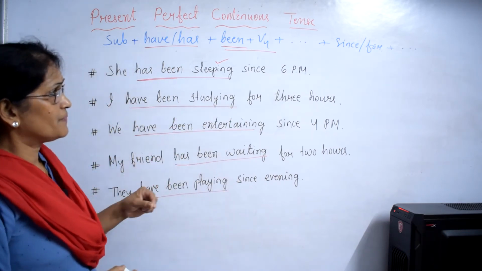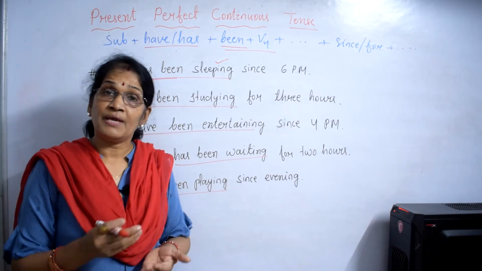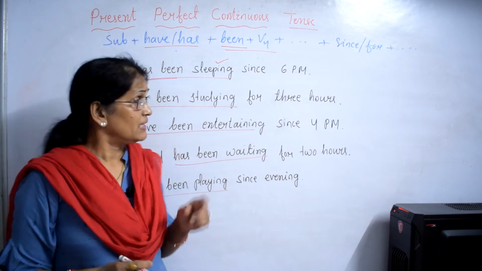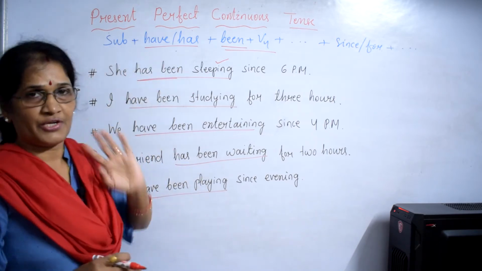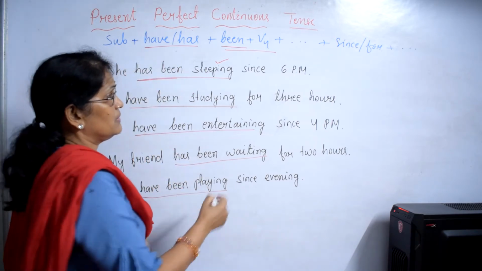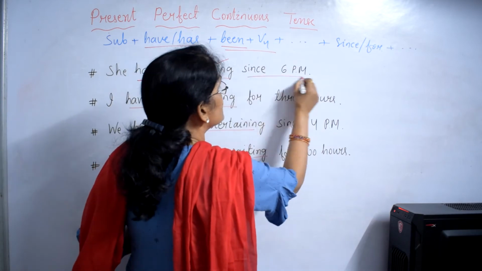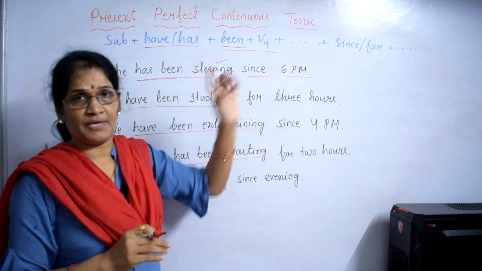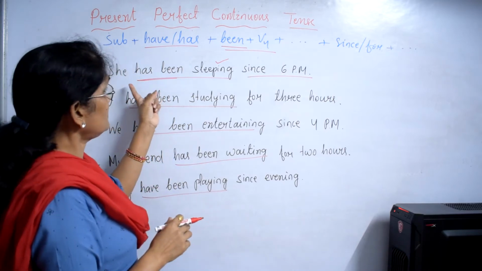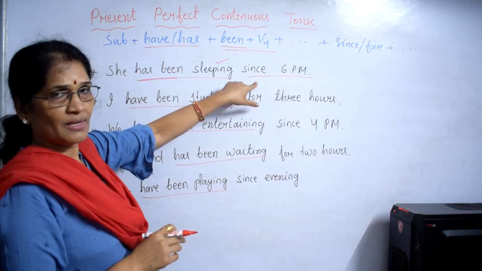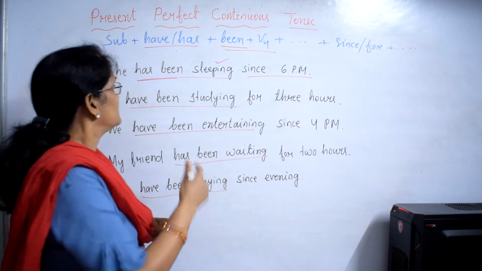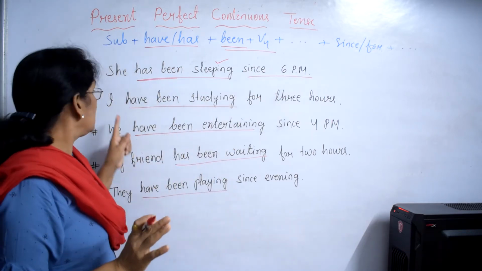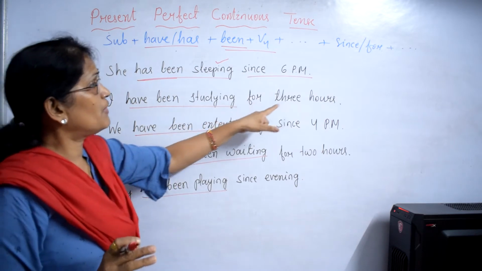Where you use? When something began in the past sometime and still continuing, there you use present perfect continuous. So see that since 6 p.m. that means what? She has been sleeping since 6 p.m. So it started in the past, continuing still now. There you use present perfect continuous. I have been studying for 3 hours.